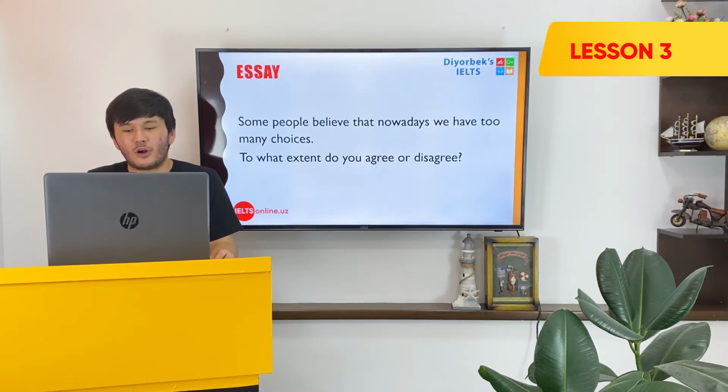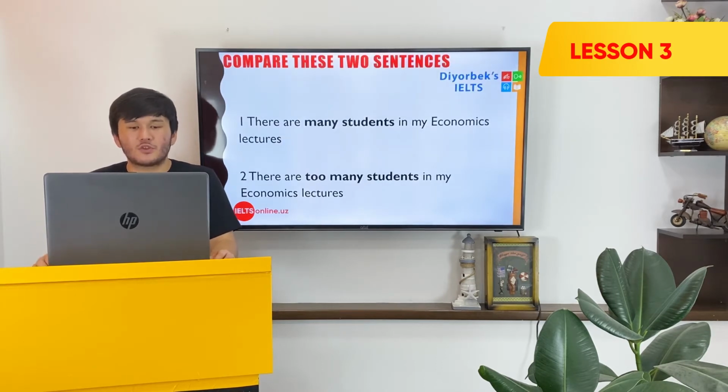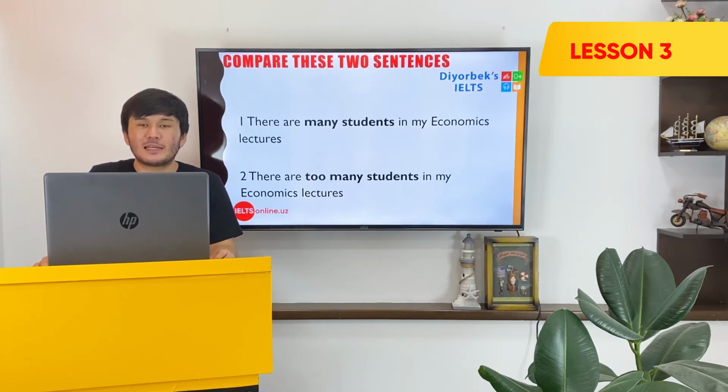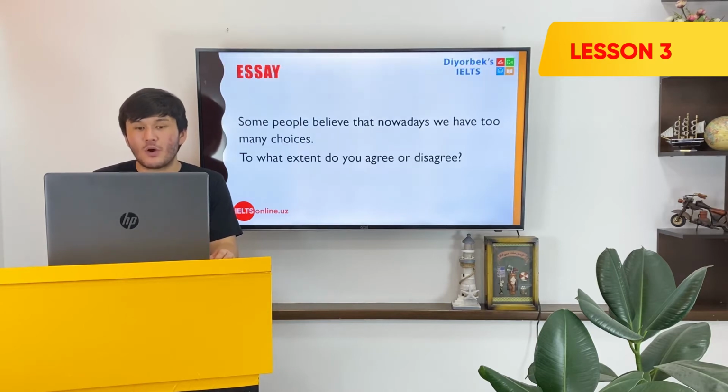But let's first of all learn the difference between too many students and many students. There are many students in my economics lectures. Let's assume you are a student taking economics lessons, and if you say there are many students in my economics lectures, you are simply stating a fact. But when you say there are too many students in my economics lectures, you are telling that you don't like the fact that there are many students. You think that the fact that there are many students in your economics lectures is a bad thing. In English, too conveys a negative meaning. So what this question is saying is, some people believe that the increased choice we have, the amount of choice we have, is actually bad.